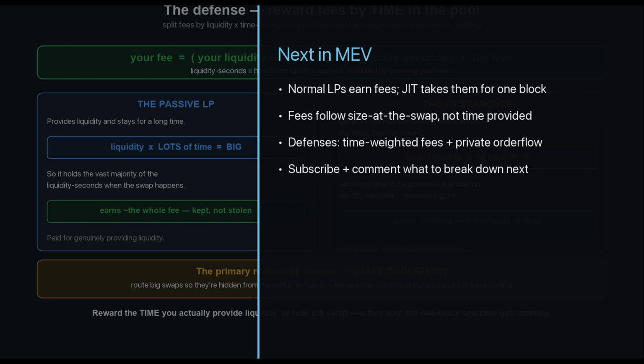And that's just-in-time liquidity, told in full: how a passive provider earns fees, how a searcher hijacks them for a single block, and how time waiting or private order flow shuts it down, each act shown on a diagram, in a test, and live on a public chain.